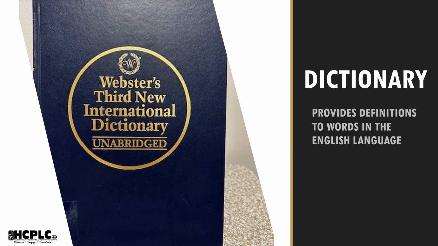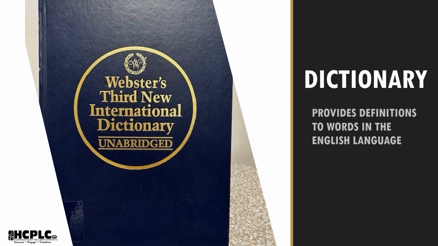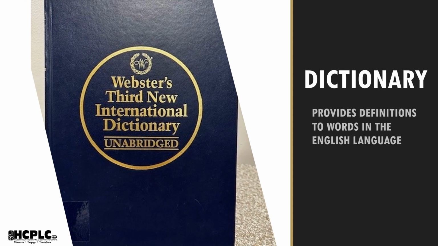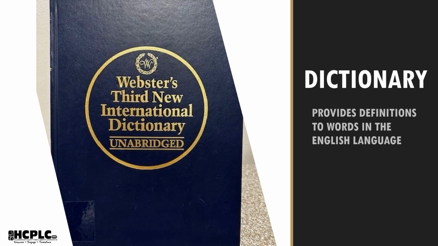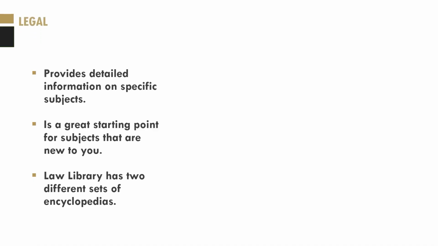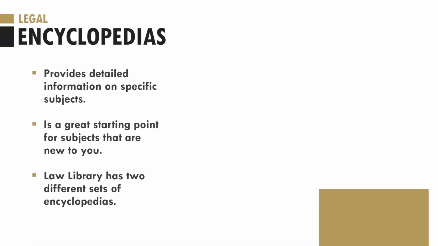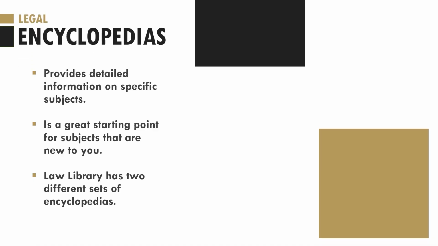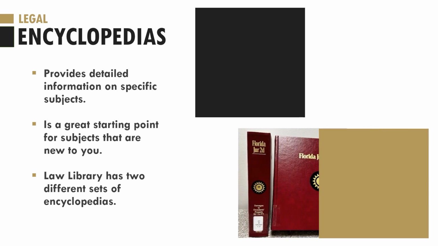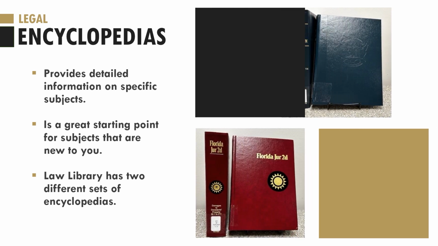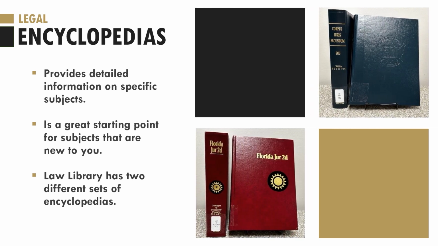Now that we've begun to look at some terms in the dictionaries, let's see if we can find more information in our encyclopedia sets. Legal encyclopedias are just like regular encyclopedias. Think of the World Book or the Encyclopedia Britannica. They contain subjects and then offer more information regarding those subjects. The explanations can be lengthy, but provide good background information on a subject you may want to know more about. At the Law Library, we offer two different encyclopedia sets.